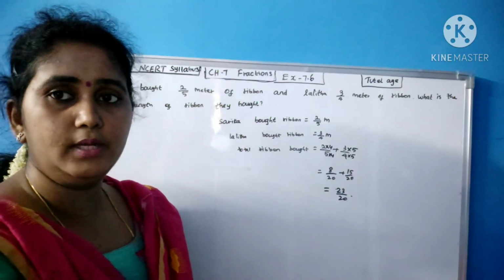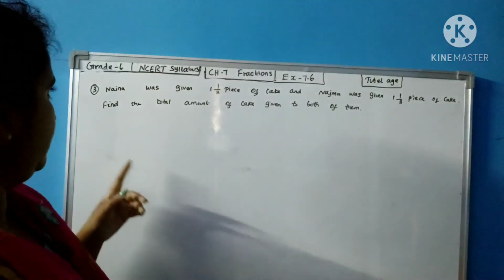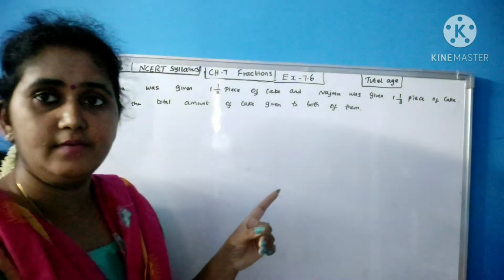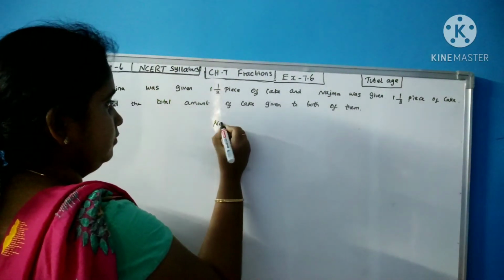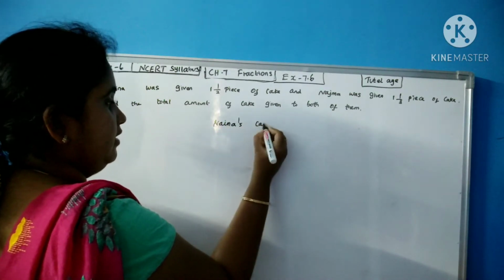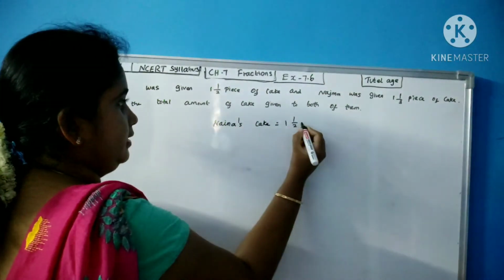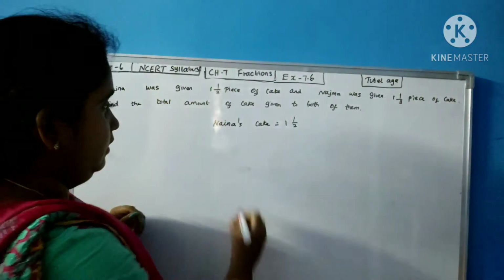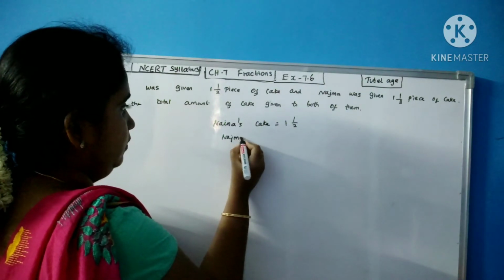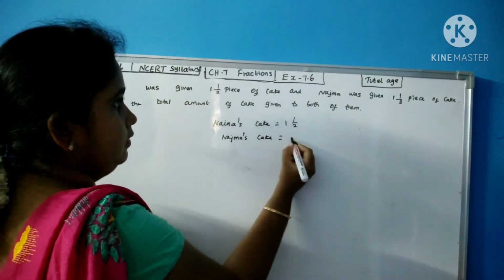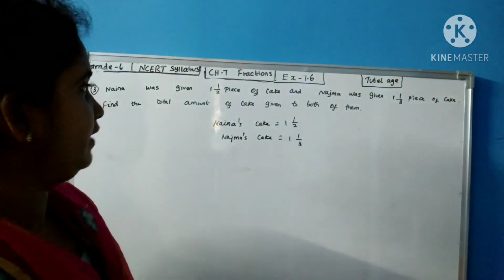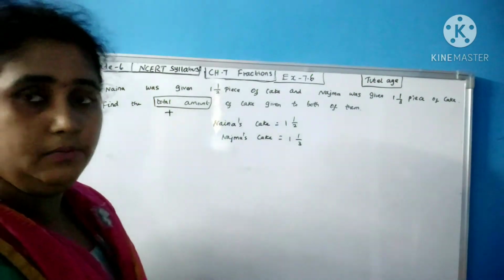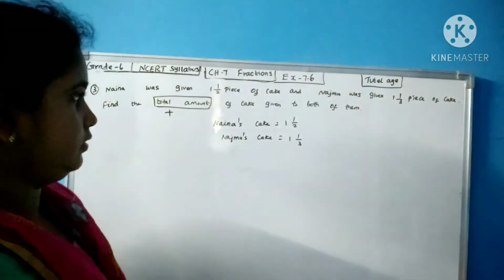Okay. Now we'll move on to the next sum. Your next word problem: Naina was given 1.5 piece of cake. So Naina's cake is equal to 1.5 piece. Najma was given 1/3 piece of cake. So Najma's cake is equal to 1/3. You have to find the total amount. If they ask for the total amount, it is nothing but addition, of the cake given to both of them.